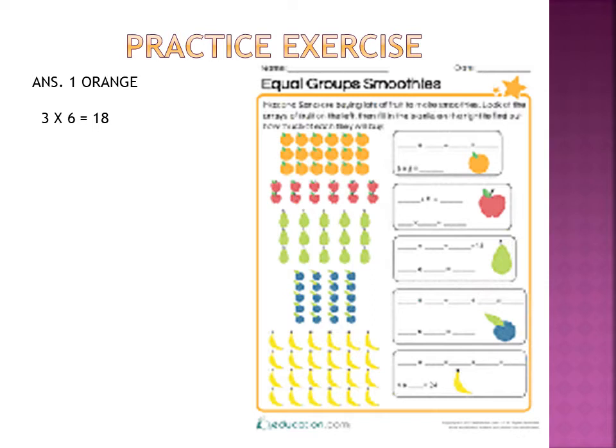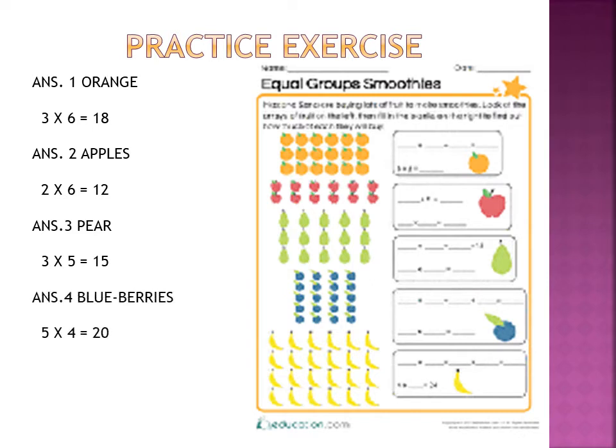Next is apples. You can count the number of apples, which are 6, and there are 2 rows, that means 2 groups. So we will be multiplying them. We get 2 into 6, which is 12. Third question, which is pear. There are 5 pear in a group and there are a total of 3 groups. So we multiply them: 3 groups into 5 each, we get 15.